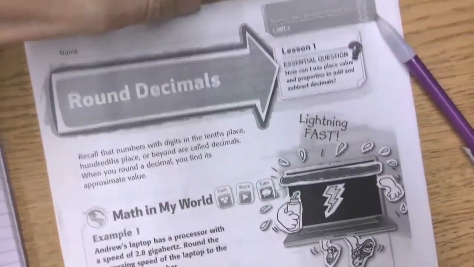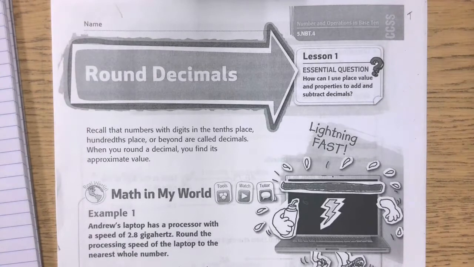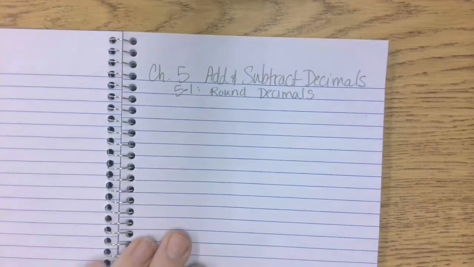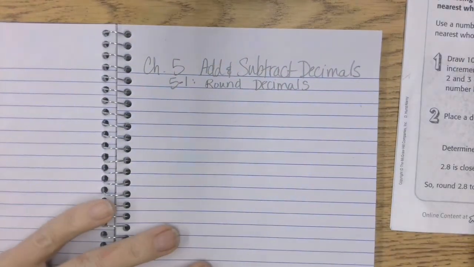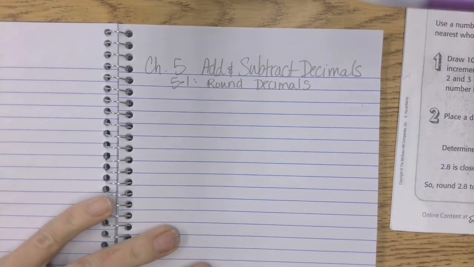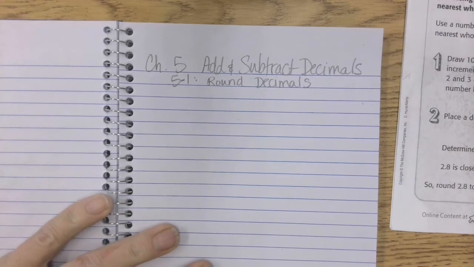All right, guys, I bet you're very excited for today because we are done with long division for quite a while. So today we're on chapter 5, and it's all about rounding decimals. The lesson is all about rounding decimals, but the chapter is adding and subtracting decimals. Today we are rounding decimals.